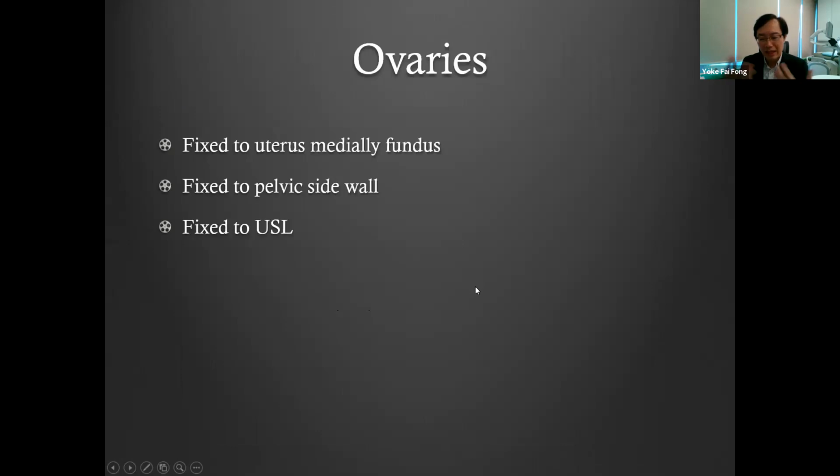After having assessed the uterus, we look at the ovaries. The finding of a normal ovary does not mean the patient has no endometriosis. We must also look for other telltale signs, and some of these include the ovary being fixed to the uterus medially or stuck at the fundus. Or sometimes it is actually stuck to the pelvic side wall, it doesn't move, or it's actually very high, or it may get fixed to the uterosacral ligament.